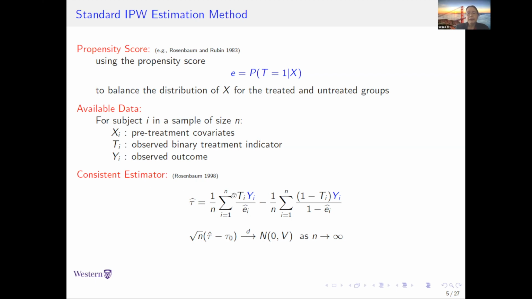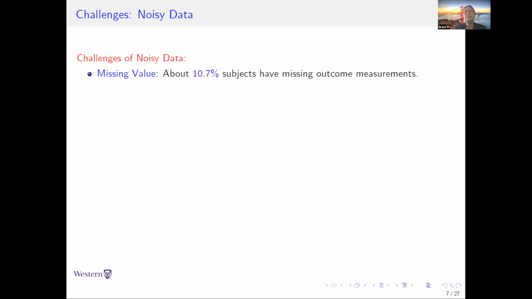We can modify the sample average by using this propensity score. If we can estimate the propensity score for each subject, here denoted by e-i hat, and then use the inverse weight to adjust our sample average, we would be able to consistently estimate the average treatment effect and also obtain its asymptotic distribution. This is a standard approach, but we need two key assumptions. We require the observed outcome Yi to be precisely measured and to be observed.